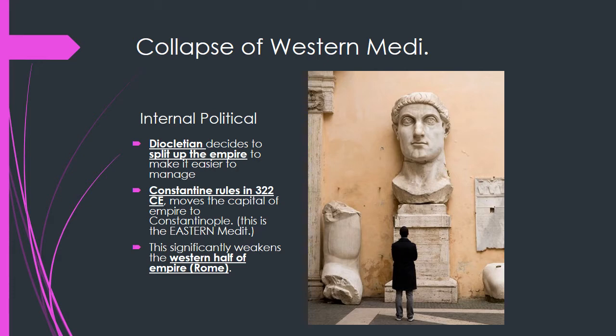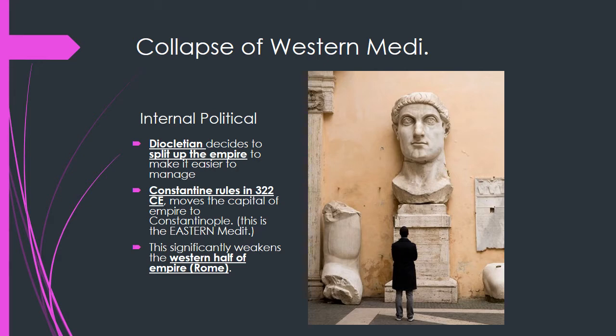Diocletian divides the empire in two to make it easier to manage. It's rather divided already, and so he splits it up and creates another capital in the east and says, okay, I'll take care of the western half, and he actually sends Constantine to take care of the eastern half.